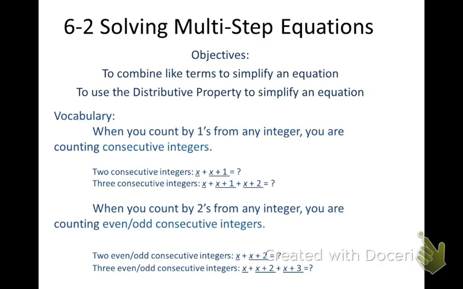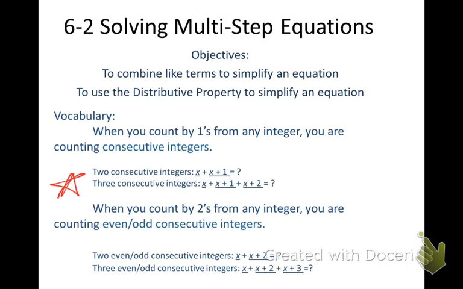When you count by ones from any integer, you are counting consecutive integers. We have two consecutive integers, x and x plus 1. So use these formulas. These are very helpful formulas when they ask you a question about them. And then there are three consecutive integers, so x, x plus 1, and x plus 2. So use these equations for it.